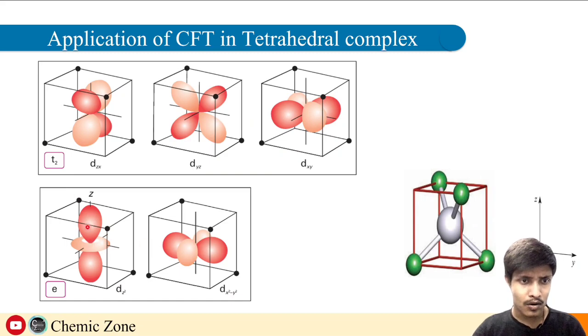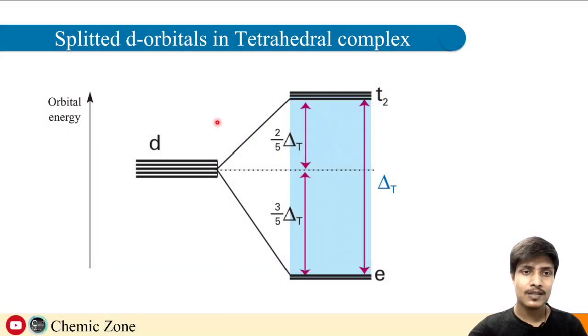They are not pointing towards the ligands, so they will not get as much repulsion compared to these three orbitals, because these three orbitals point towards the ligands more than the axial orbitals. So in this case, the non-axial orbitals will be higher in energy and the axial orbitals will be lower in energy, because the non-axial orbitals point towards the ligands more compared to the axial orbitals. Here are the split d orbitals of a tetrahedral complex.